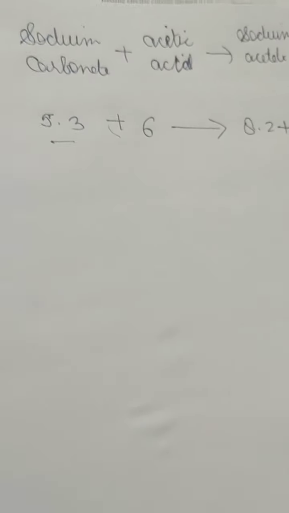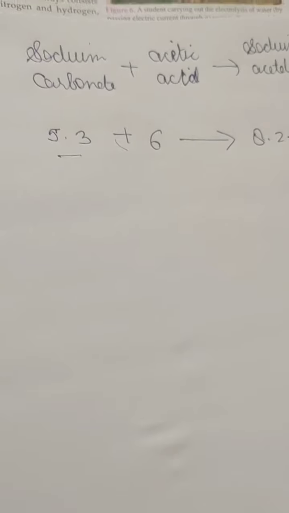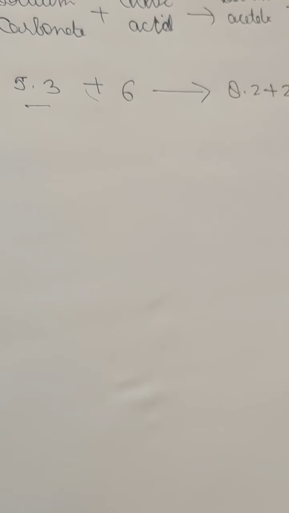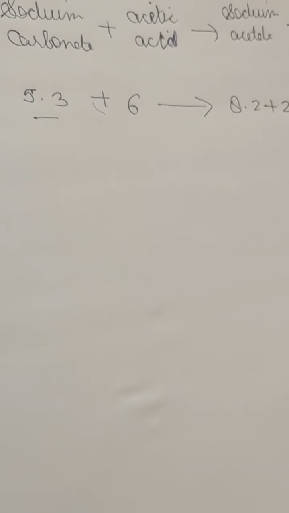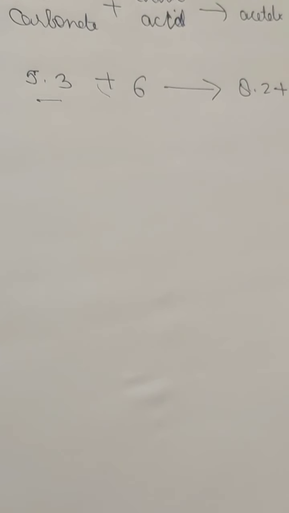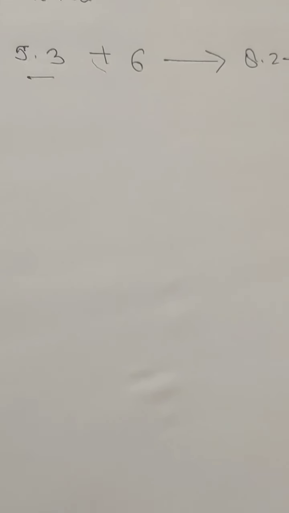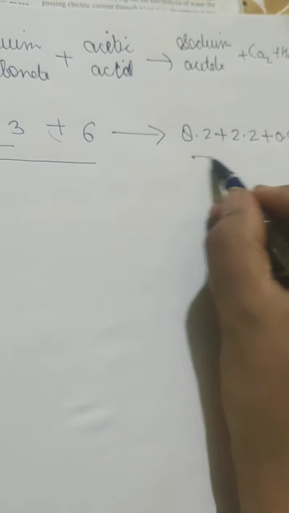So according to the law of conservation of mass, the right hand side will be equal to the left hand side. That means matter can neither be created nor destroyed. So in any chemical reaction, the mass of the matter should always be the same. The mass of the reactants should always be the same as the mass of the products. These are the reactants here and these are the products here.